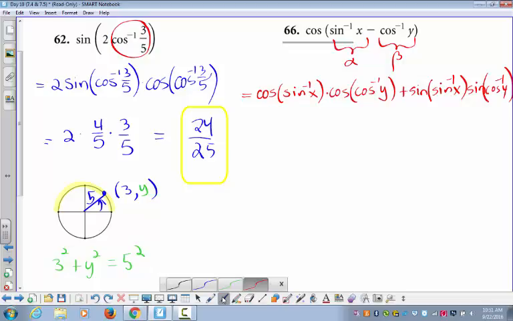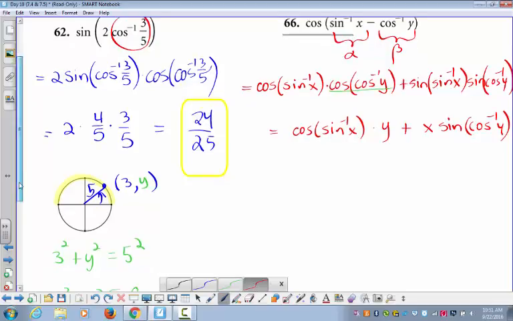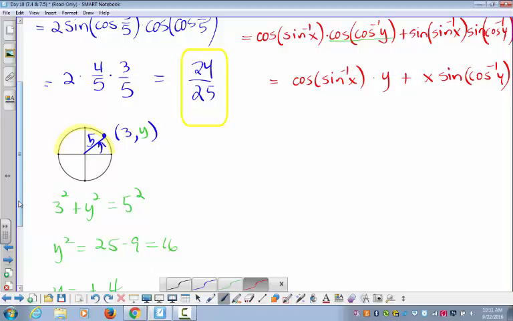Let's do one simple simplification first. What does that turn into? Y. Exactly. So that's times y. We'll focus on this other piece in a second. And how about that one? X. Yeah, good. And we'll focus on this one now. With that first one, cosine of inverse sine of x, there's no general principle.